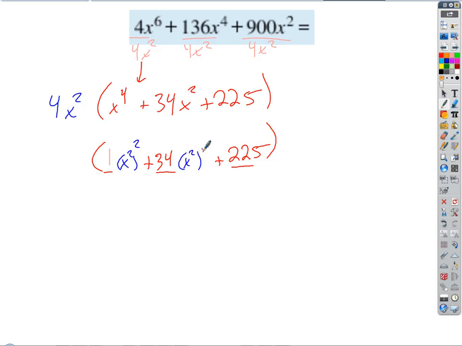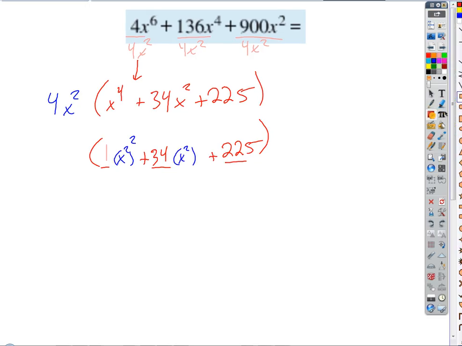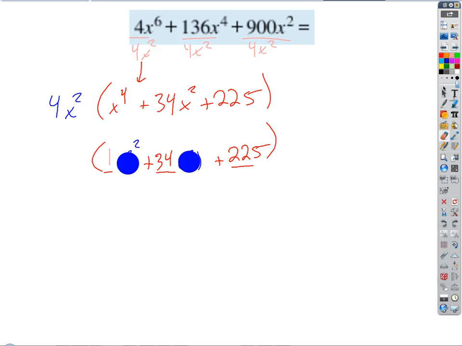Right? And maybe it's visually confusing to see x squared squared. We could even just do this. Just humor me here for a second. We're going to replace the x squareds with dots. Now it looks quadratic. That's a weird variable, but it could be a variable. So I'll get rid of that 1. We don't even need the 1 there, right? So now we've got dot squared plus 34 dot plus 225.